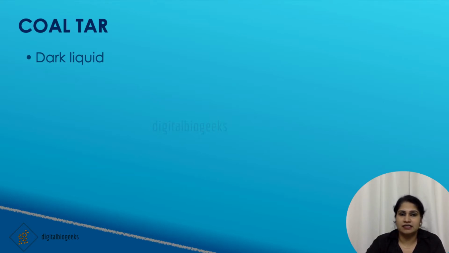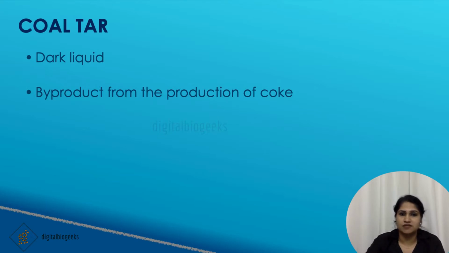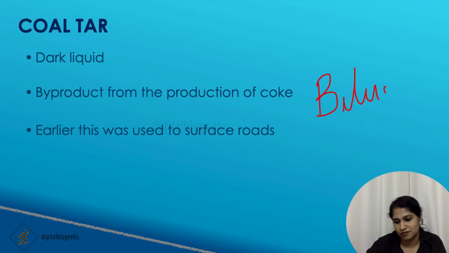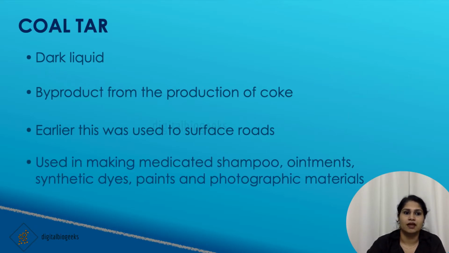Coal tar. Coal tar is a dark liquid which is a byproduct from the production of coke. Byproduct is a secondary product formed during the manufacturing of another product. Coal tar is formed during the production of coke. Earlier, this was used to surface the roads, but nowadays a petroleum product known as bitumen is used to surface the roads. Coal tar is used in making medicated shampoo, ointments, synthetic dye, paints and photographic materials.